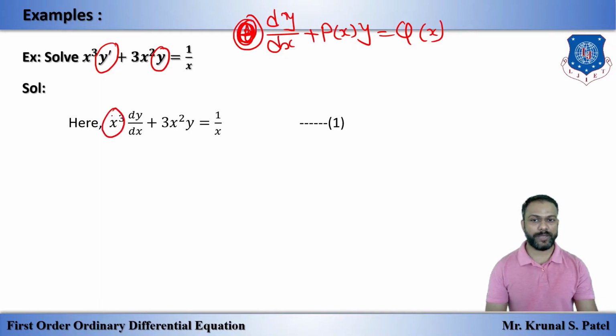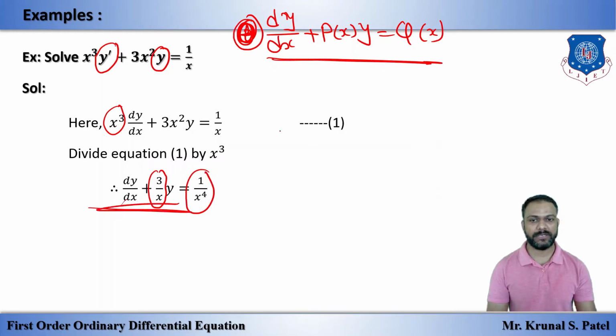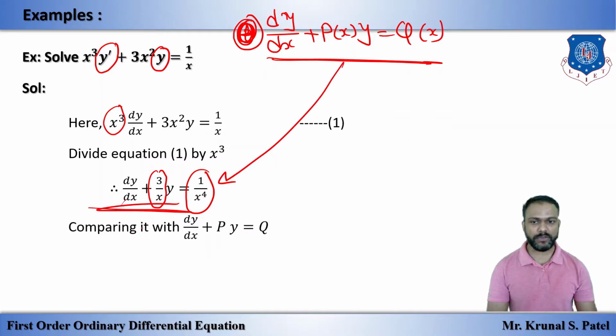So we have to remove this x cube, so just divide each and every term of equation 1 by x cube. Cancelling, we have dy by dx plus 3 by x into y is equal to 1 by x to the power 4. Comparing with dy by dx plus py is equal to q, p is equal to 3 by x, and q is equal to 1 by x to the power 4.